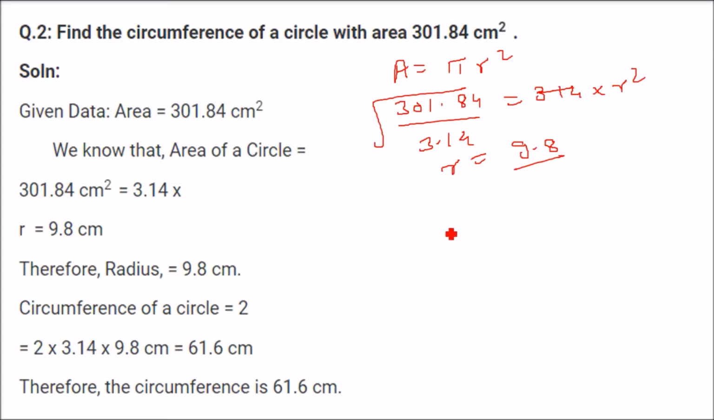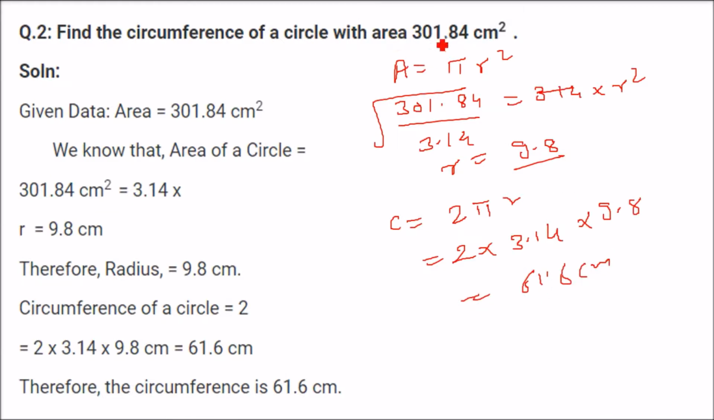And now, because the radius is known, circumference is 2 pi r. So 2 into 3.14 into r, that is 9.8. And this is going to come as 61.6 centimeter. Please understand that the area is always in square units, and the circumference, because it is simply the length of the periphery, is going to be in centimeter, that is the unit value.